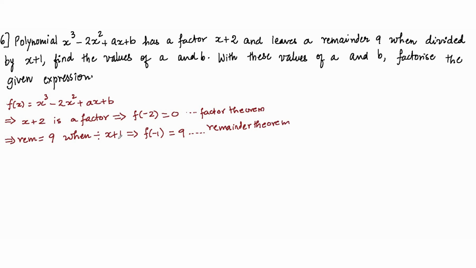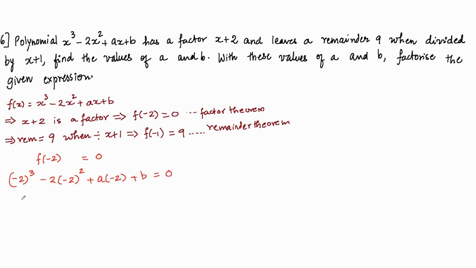So if I want to find the two variables, I need two equations, right? And these are going to be my two equations. So first equation is f of minus 2 equals 0. So let us write that down. F of minus 2 is equal to 0. So let's substitute x as minus 2. So minus 2 the whole cube minus 2 into minus 2 the whole square plus a into minus 2 plus b should be equal to 0.